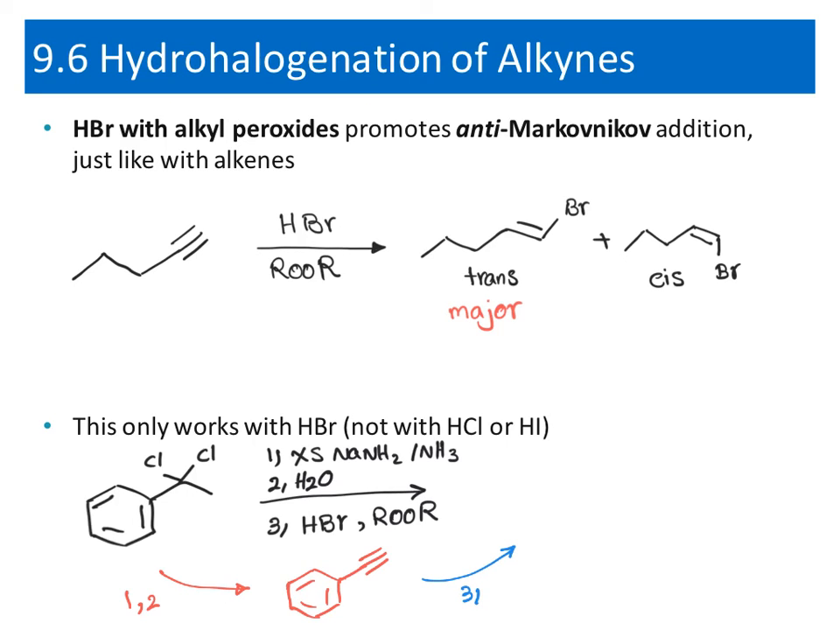Now adding HBr and alkyl peroxide in the third step, we are going to form both cis and trans isomers. So addition is anti-Markovnikov. Bromine will be added to the less substituted carbon and hydrogen will be added to the more substituted carbon. So we are going to form both isomers.